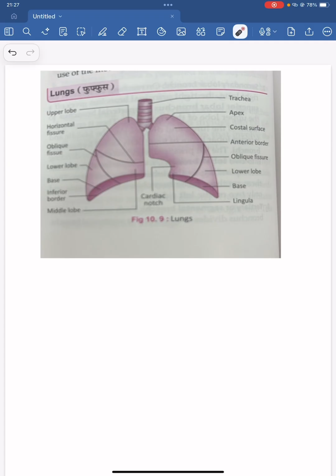In the exam you should write about the lungs. Mainly they ask for the difference between the left lung and the right lung, but before that, if they ask you to explain the lungs as a whole for 10 marks, you need to explain all the things, including the left and right lung difference. So coming to the introduction part, the lung is one of the paired organs.